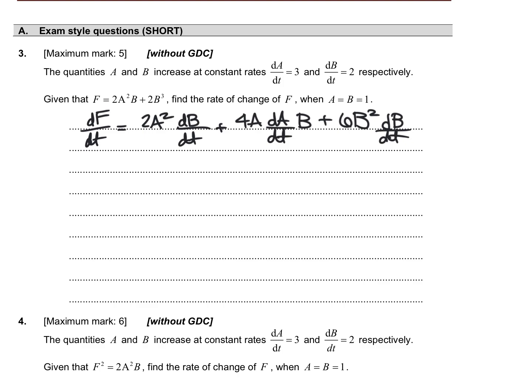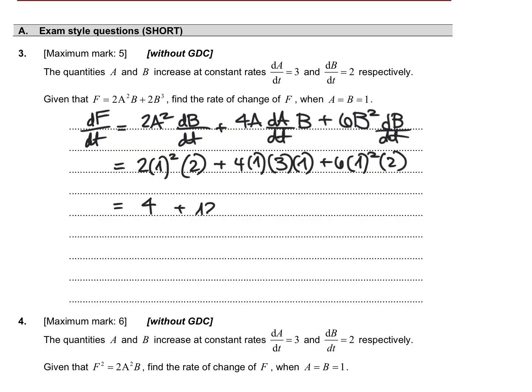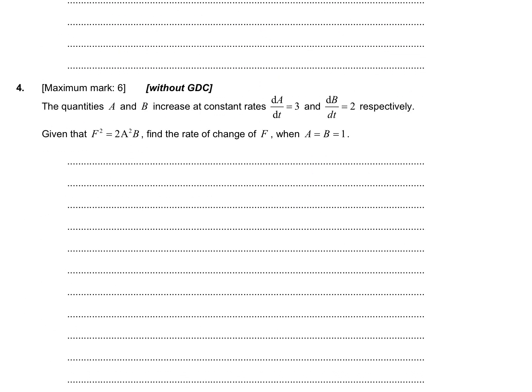Okay, so now we sub in A is 1 and B is 1, and the rates. So we have 2 times 1 squared times 2 plus 4 times 1 times 3 times 1 plus 6 times 1 squared times 2. So that's 4 plus 12 plus 12, so 28.